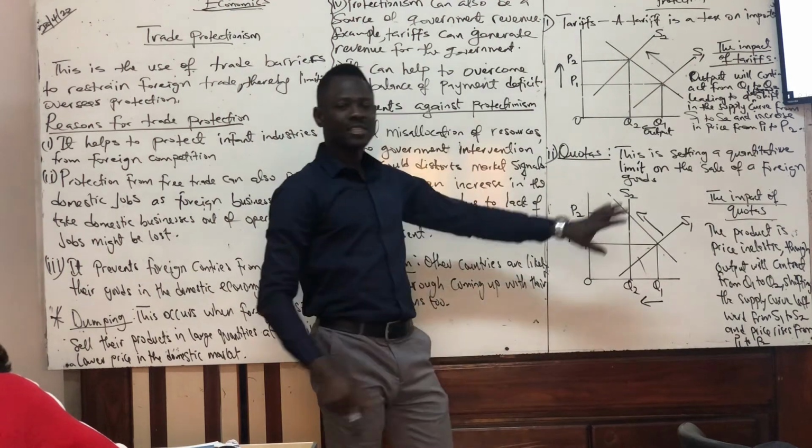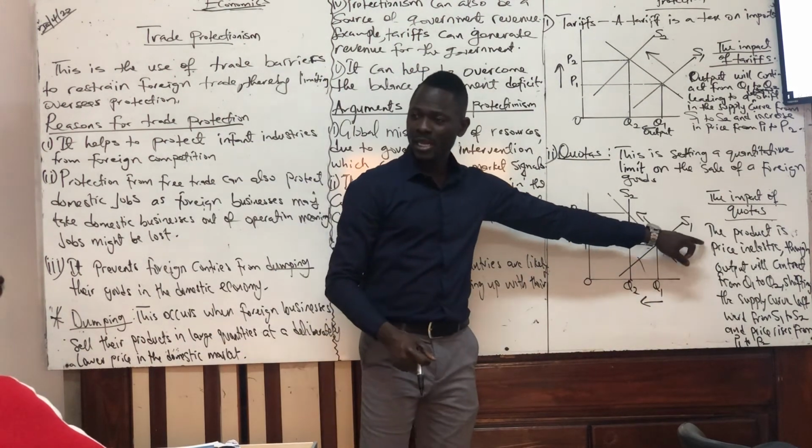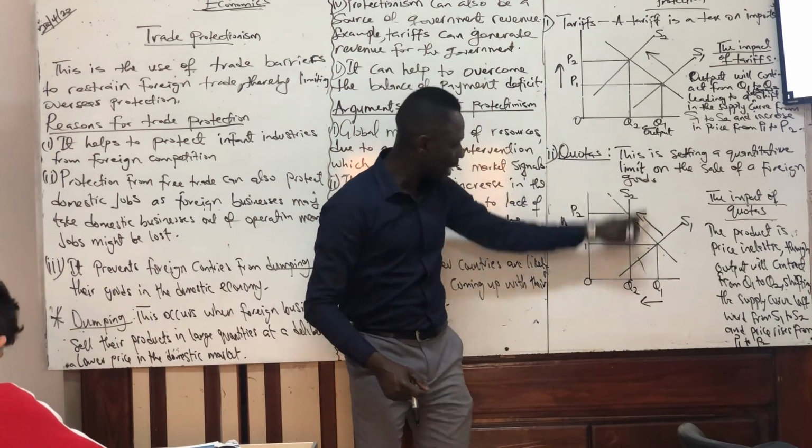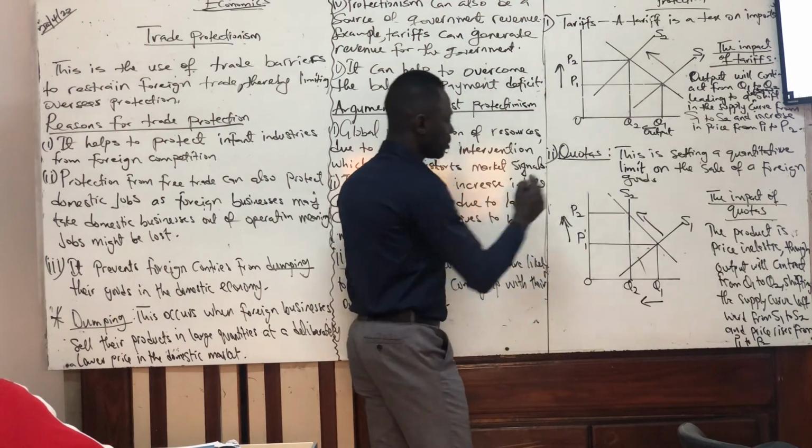So it is price inelastic. Output will fall. The supply curve will shift leftward from S1 to S2 for a price inelastic product, and the price will rise from P1 to P2. Is it clear?